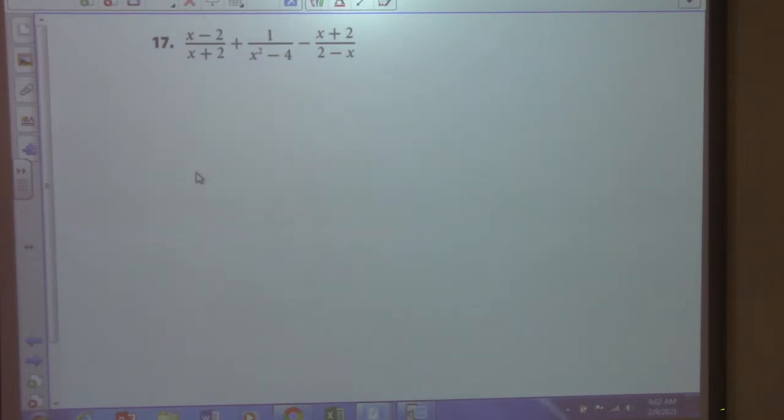We're going to continue working on adding and subtracting rational expressions. We had a process. What were some of the things we were looking for when doing these problems? Common factors, common denominators, anything else? Excluded values, okay. And really that's it. With factoring, you hope to be able to simplify things.